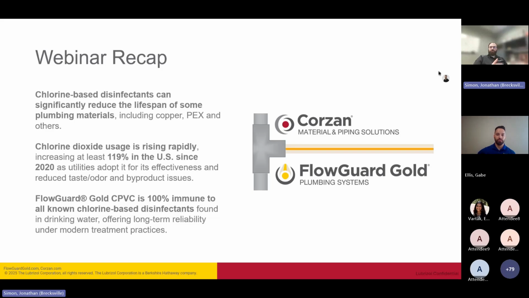Can this product be used in a plenum space? So yes, both FlowGuard Gold and Corzan are listed and labeled to ASTM E84. We have been used in plenum spaces for decades with no issues. So we are fully listed and acceptable for use in plenums.